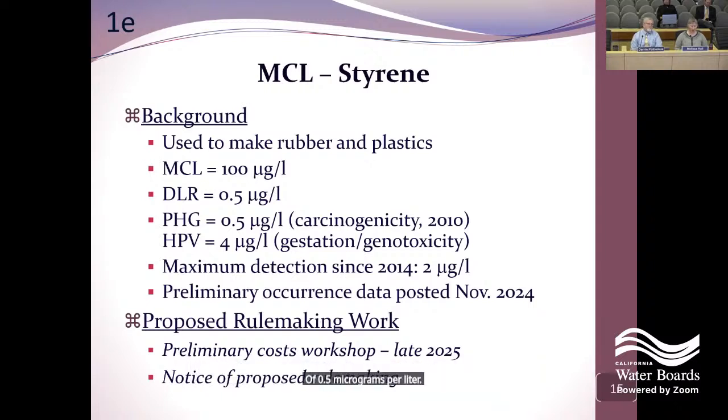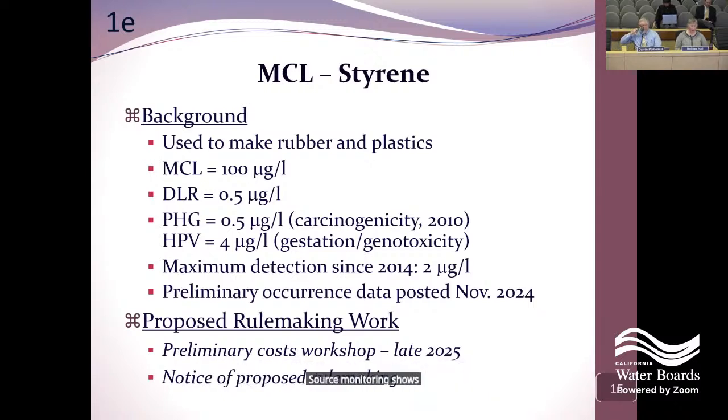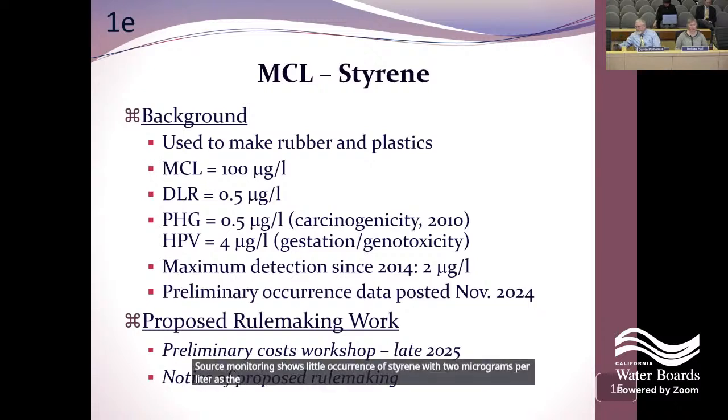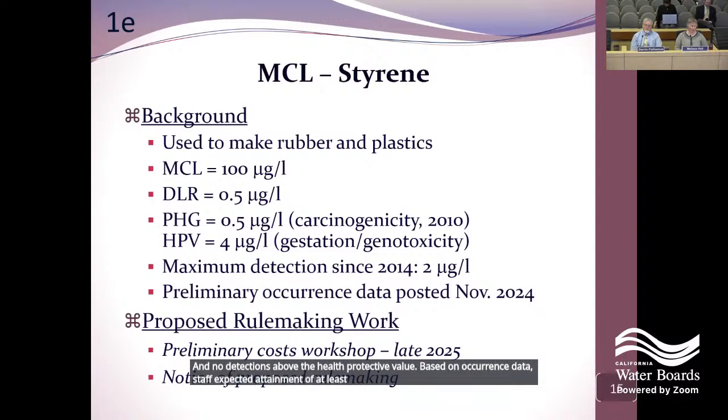OEHHA updated the public health goal in 2010 to reflect its carcinogenicity and concurrently established a health protective value of 4 micrograms per liter based on genotoxicity and adverse impacts during gestation. Source monitoring shows little occurrence of styrene, with 2 micrograms per liter as the highest reported value in the last decade, and no detections above the health protective value. Based on occurrence data, staff expect that attainment of at least the health protective value will be feasible.